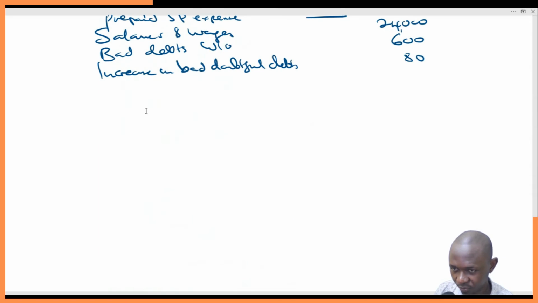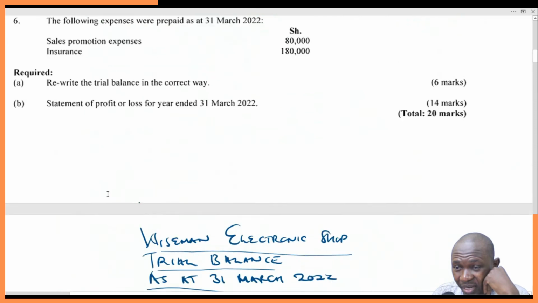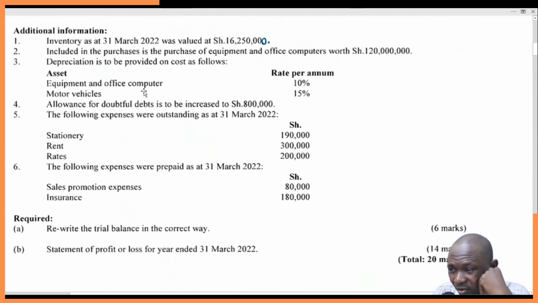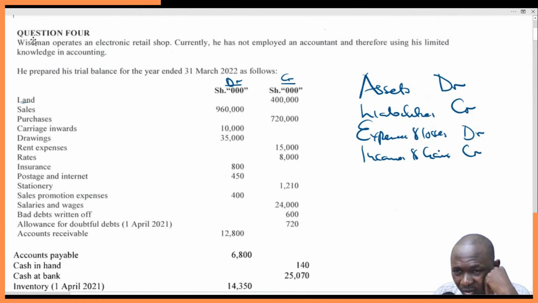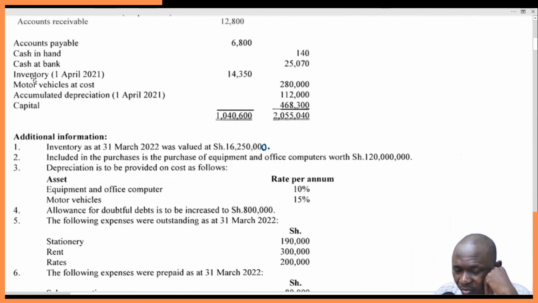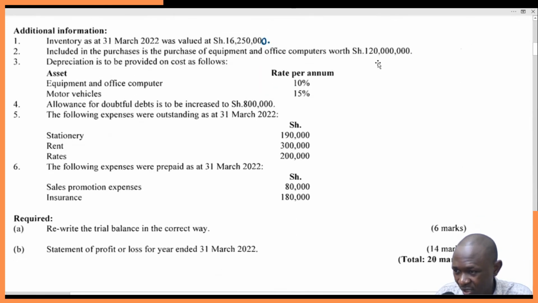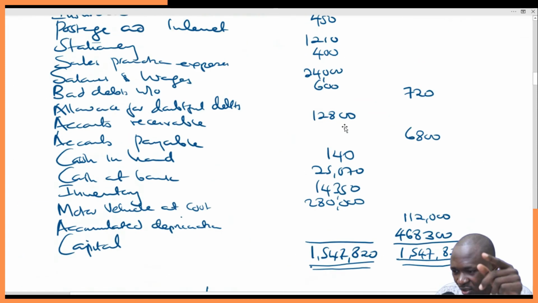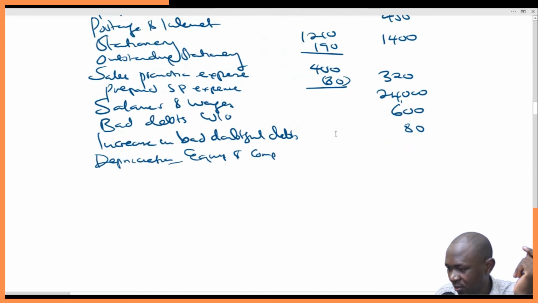So we'll come here and say depreciation, equipment and computer, 10% of... remember the figure was 120,000 that was included, unless we have any other equipment and computer. Equipment and office computer, 10% of the cost. Do we have equipment and computer? I'm going to check equipment and computer. We don't have. So it's 10% of the 120,000, which was included erroneously in the purchases account. So it's 10% of 120,000, which is 12,000.